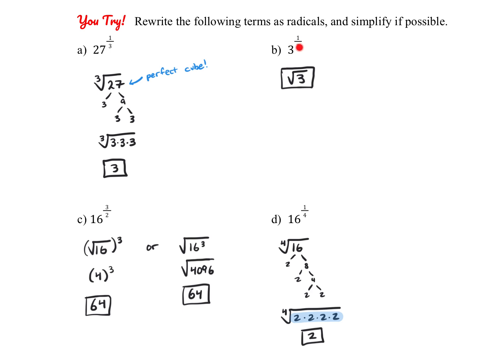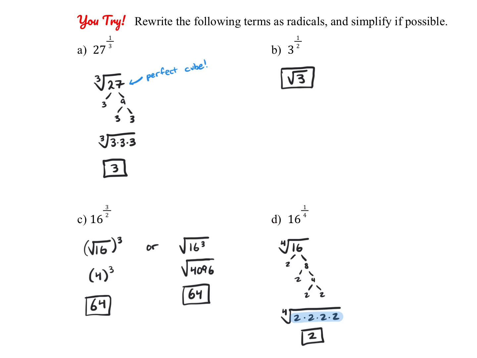For this one, I see that the denominator here is a 2, so that means this just turns into square root of 3. Can't simplify it, so we leave it as is. For part C, this one, I think it's easiest if you actually write it like this. So my denominator of 2 makes it a square root, and then you can actually take the square root of 16 and then cube your answer. And we know that 16 is a perfect square, so the square root of 16 is 4, and then 4 cubed is 64. Or you can rewrite it like this, the square root of 16 cubed, which is 4,096, which also happens to be a perfect square. It's 64 squared. So either way, you get the same answer.